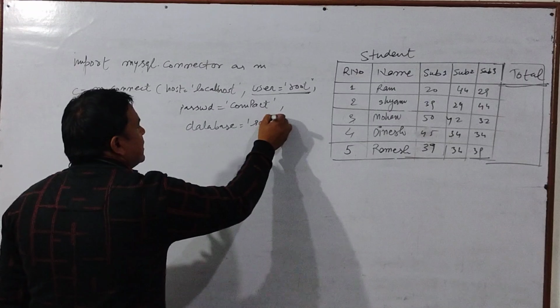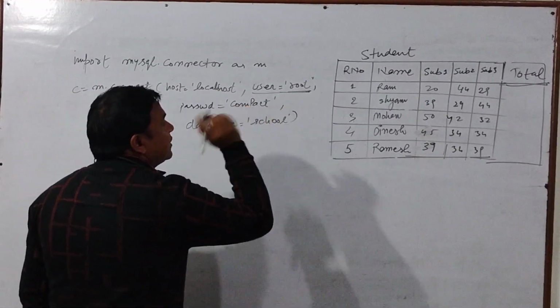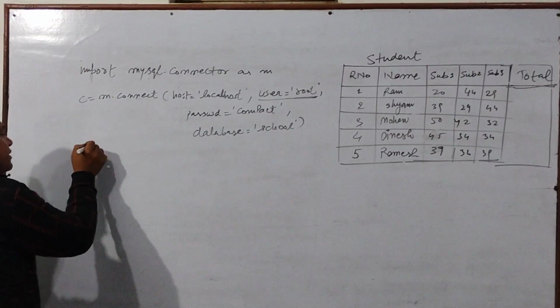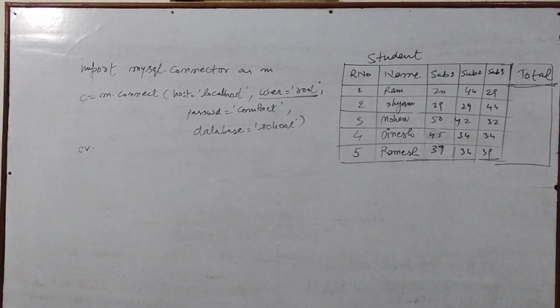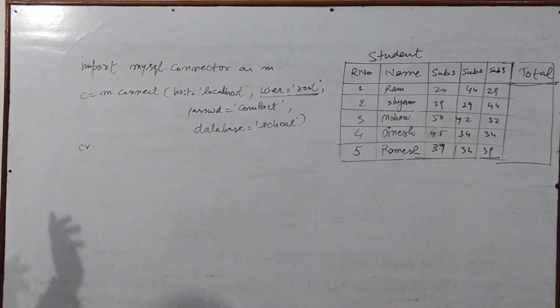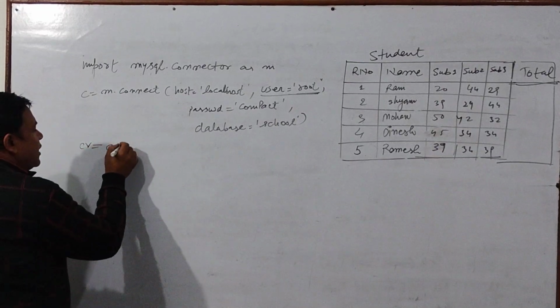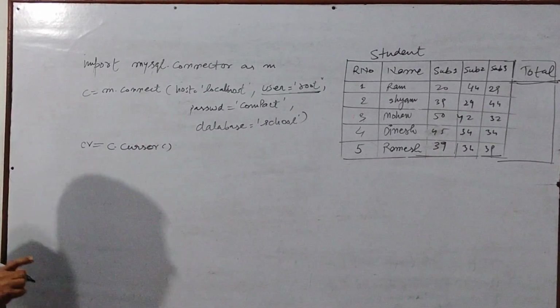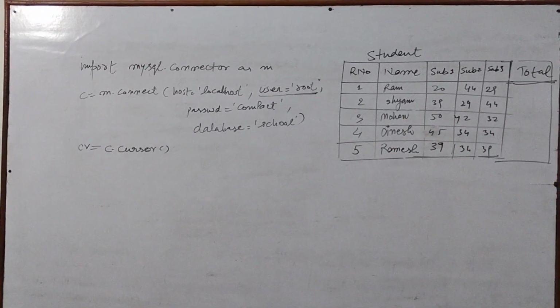and database, suppose school database, in which this table is present. Fine. Next, take the cursor, which will be the same as in the previous examples. Take the cursor: cr equal to c dot cursor. Here we are creating the cursor object. The cursor object executes the queries.